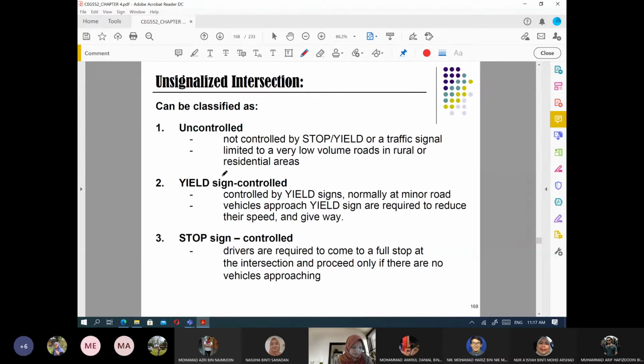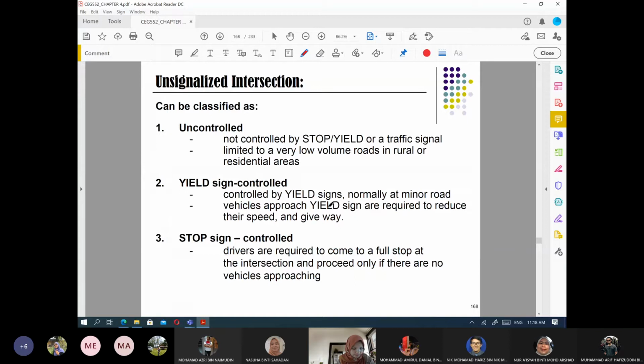Ya. And another unsignalized intersection is a yield sign control, control by yield sign. Normally at minor road, vehicle approach yield sign are required to reduce their speed and give way. So ini beri laluan lah, beri laluan. Kalau kat Malaysia kita panggil sebagai beri laluan. So kita nampak kita dekat lane tu you akan stop dulu, bagi yang major road tu jalan dahulu lah. That is why yield sign control.